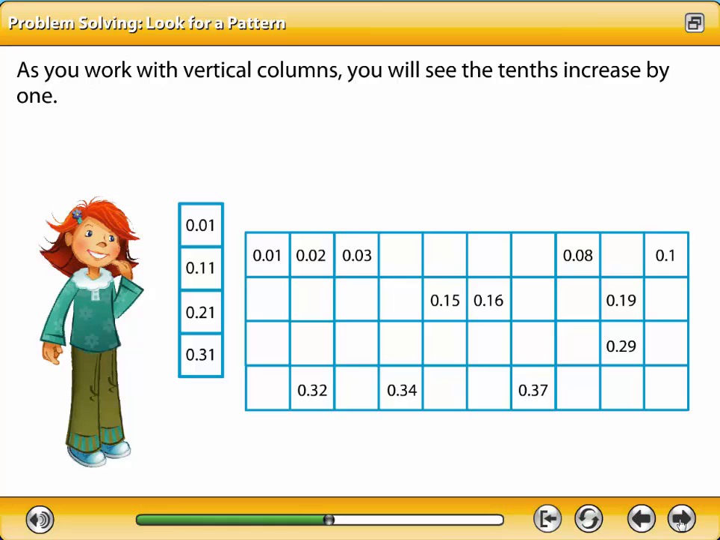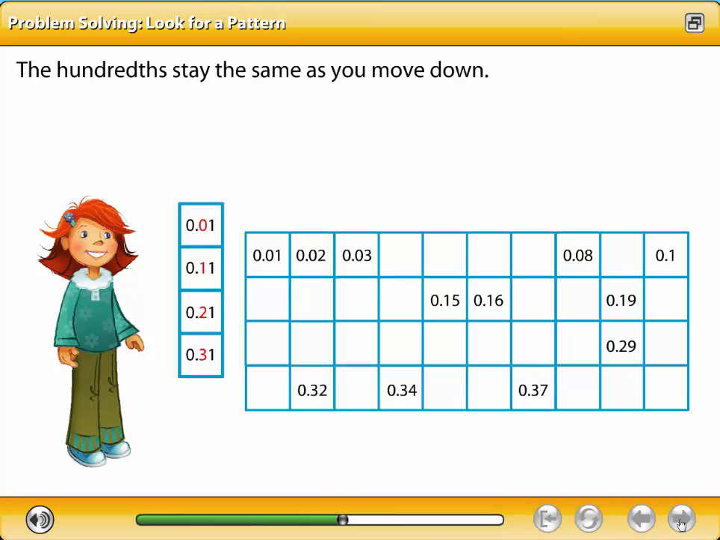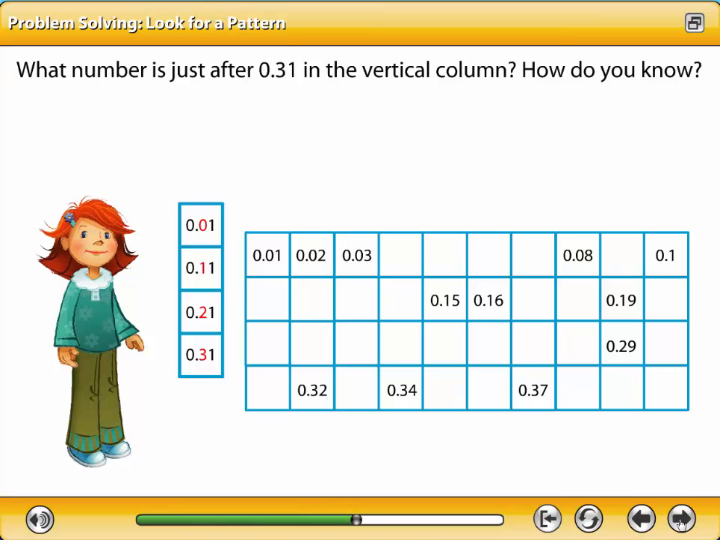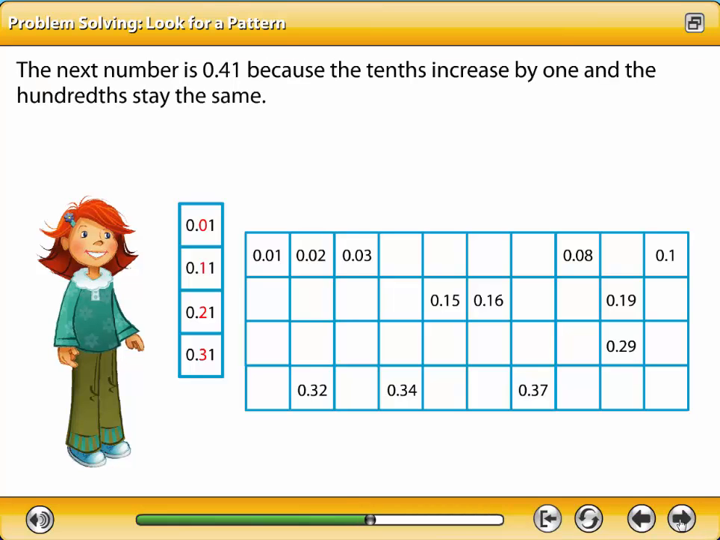As you work with vertical columns, you will see the tenths increase by 1. The hundredths stay the same as you move down. What number is just after 31/100ths in the vertical column? How do you know? The next number is 41/100ths because the tenths increase by 1 and the hundredths stay the same.